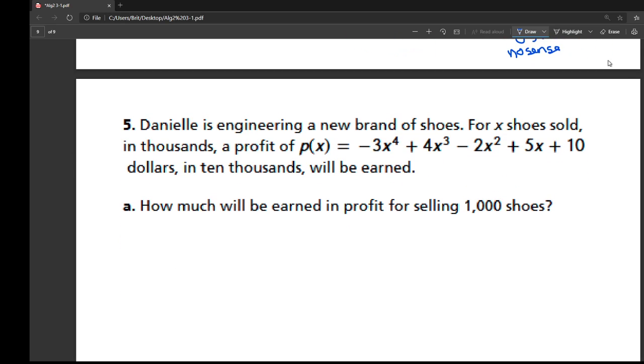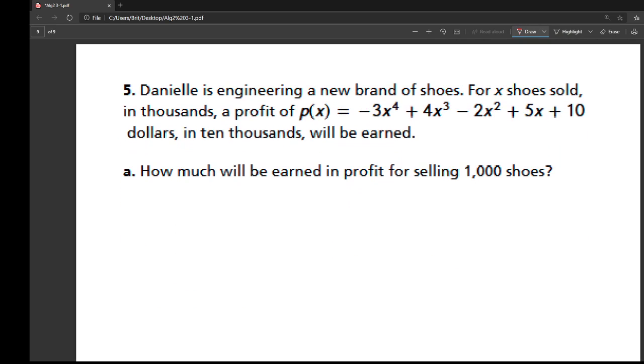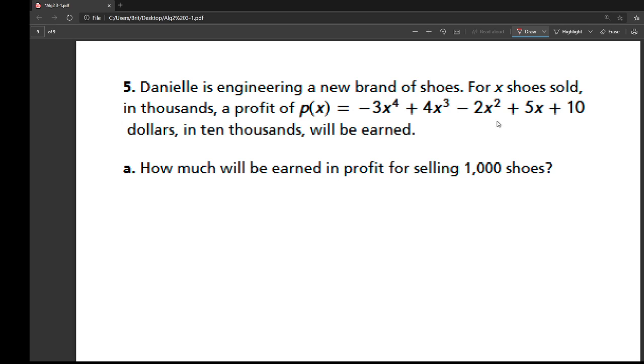So here's another part where we're going to use this. It's with a gal named Danielle. And so she's actually talking about profit. Alright, so profit is very big for this stuff. So it says, Danielle is engineering a new brand of shoes. For x shoes sold in thousands, a profit in 10,000s will be earned. So how much will be earned in profit for selling 1,000 shoes?